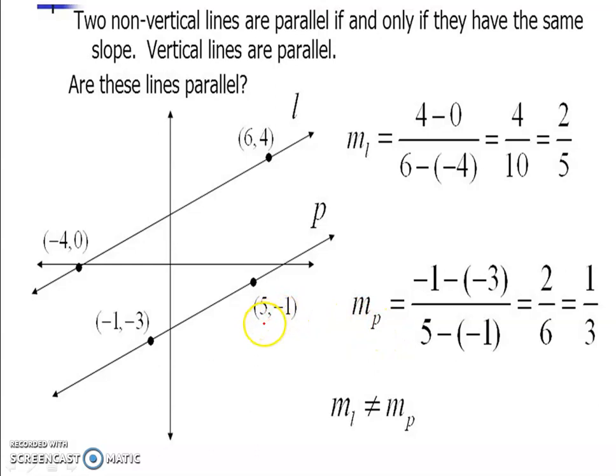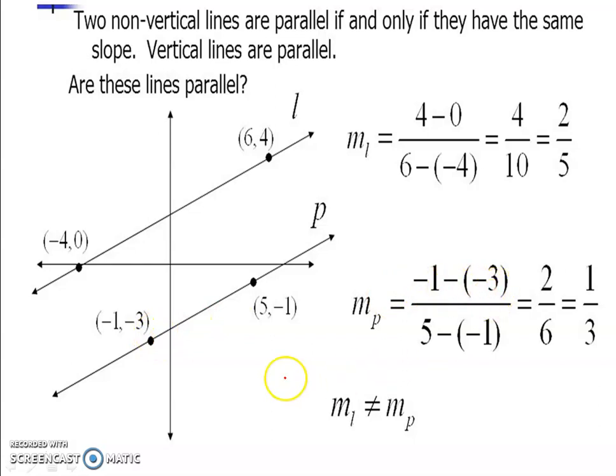So what is x1? 5. y1 is minus 1. We have to take x1 here, and x2 is minus 1 and y2 is minus 3. So we have to put y2 minus y1 upon x2 minus x1. So here y2 is what? Minus 1. Yes, minus 3.